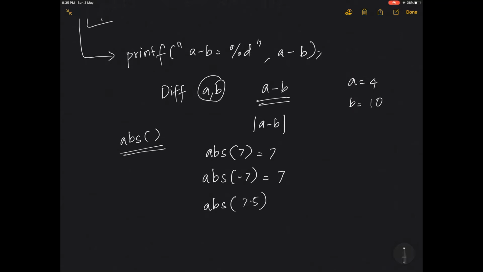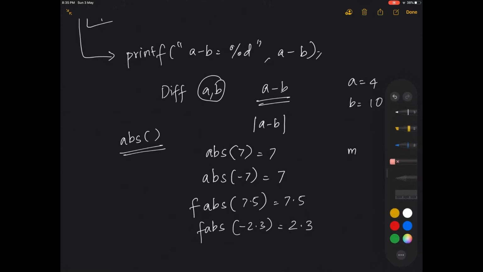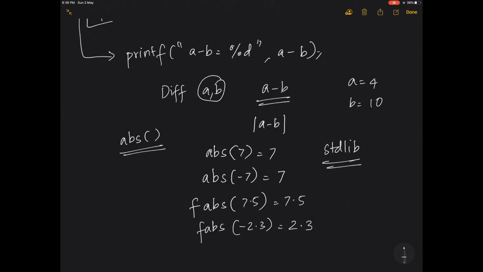When you want to do ABS of a floating point number, we have another function called FABS. FABS of 7.5 will give 7.5 and FABS of minus 2.3 will give you 2.3. This is only when you want to print the absolute value. This is just a function given in a header file called stdlib.h, not math.h, it is stdlib.h. It will give you the value of the fabs or the abs function. stdlib.h is the header file that contains the definition for these two functions.